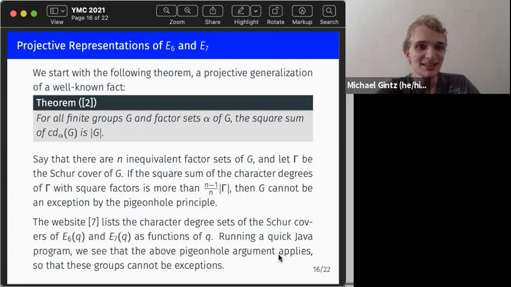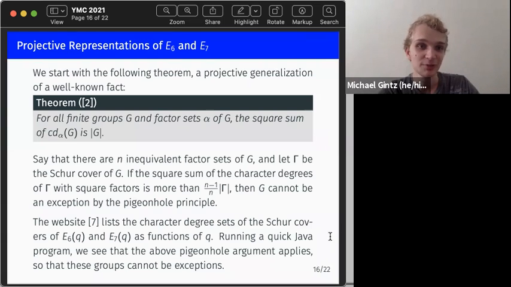So this means that, say there are n inequivalent factor sets of G, and let gamma be the Schur cover. If the square sum of the character degrees of gamma which have square factors is more than (n-1)/n times the order of the group, then we can simply apply the pigeonhole principle. And this means that G cannot be an exception to our group, since each one of those partitions, just by the pigeonhole principle, has to have some representation whose degree has a square factor.